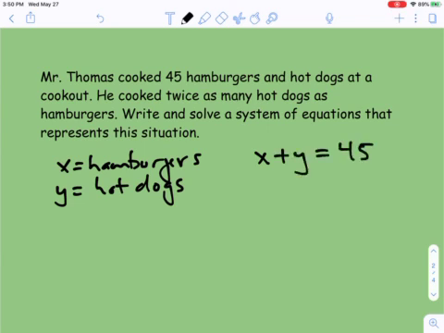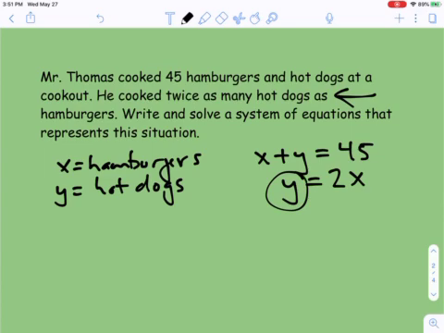So there's some combination of hamburgers and hot dogs that Mr. Thomas cooked that equals a total of 45. And then they tell us the second bit of information. He cooked twice as many hot dogs as hamburgers. So that means if he cooked 12 hamburgers, he cooked 24 hot dogs. If he cooked 10 hamburgers, he cooked 20 hot dogs, because the hot dogs is always 2 times the amount of the hamburgers. So basically, write that equation out. The hot dogs, y, is equal to 2 times the amount of hamburgers. And that's how you get your second equation.